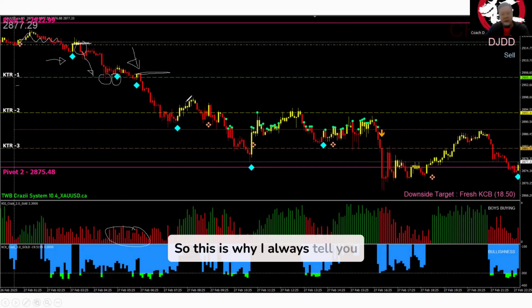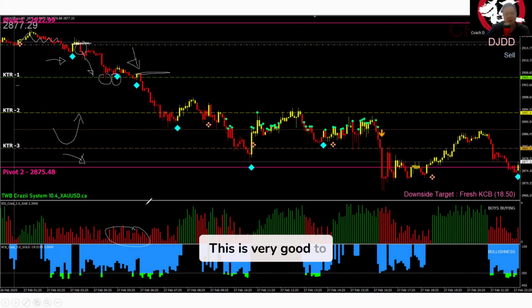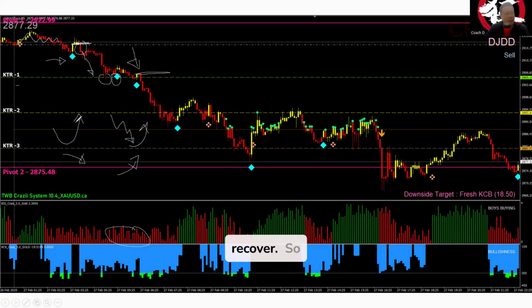This is why I always tell you this: if the market is going upwards, but the KSI is going downwards, this is called a divergence. This is very good to trade. I can tell you that. Like when the market was going down, and the KSI retained green. I love this stock market because once the market U-turns, it will always recover.